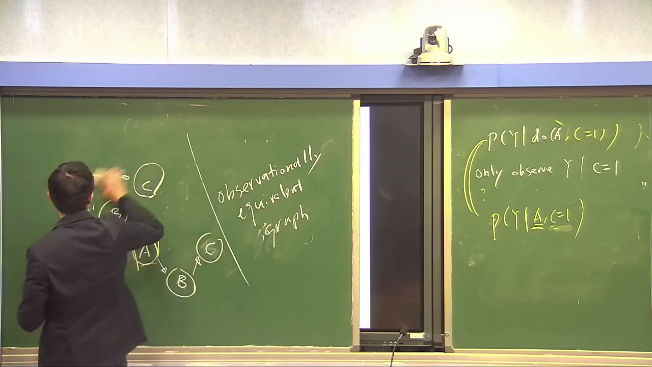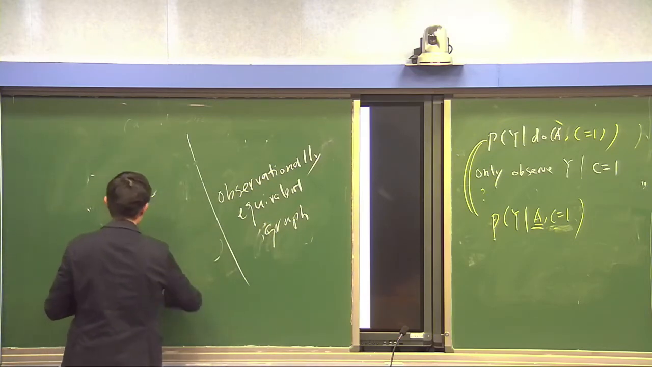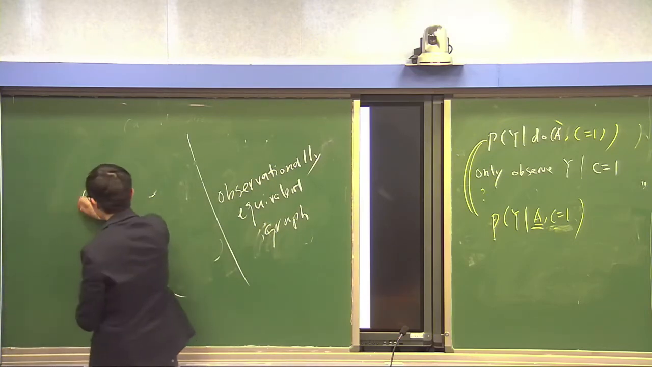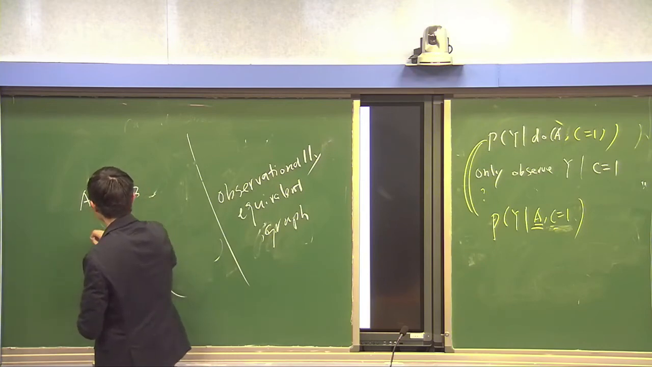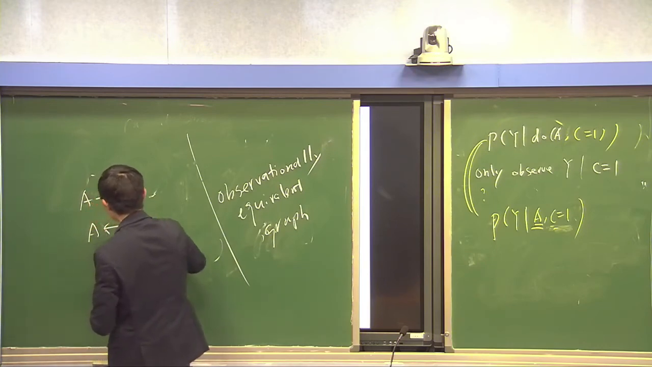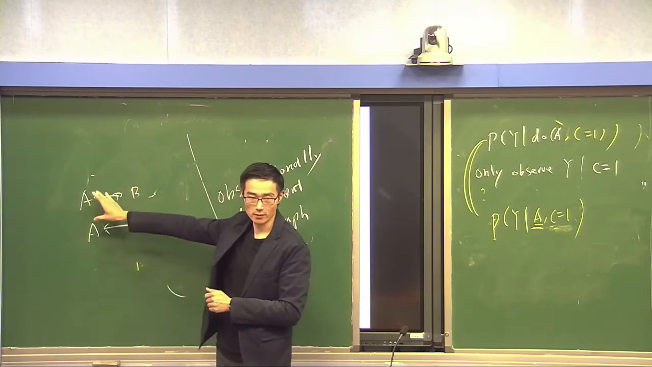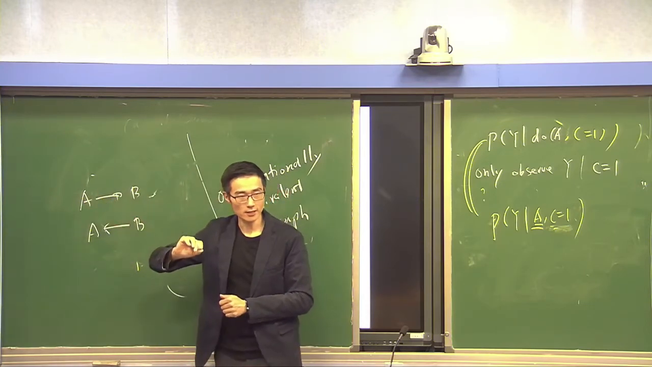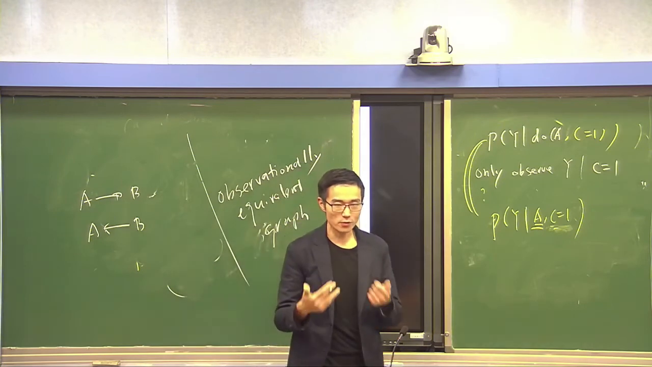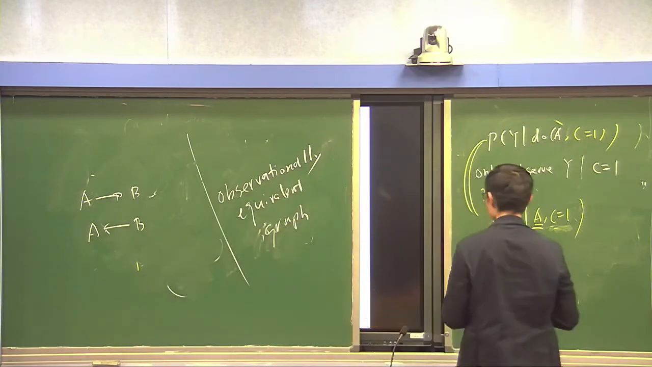However, like I said, this structure and this structure, these two are completely observationally equivalent. So there's nothing I can do to tell them apart. Right? So that's the idea. Okay. So what kind of structure is observationally equivalent? There's actually a theorem. Okay.